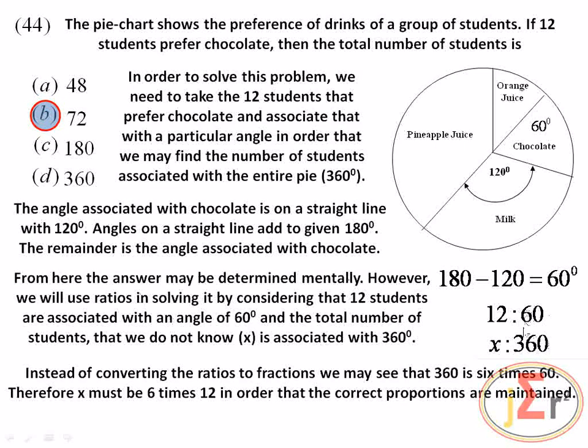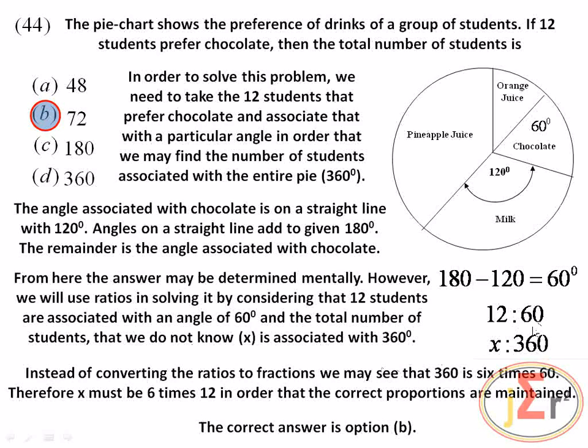Instead of converting the ratios to fractions, we may see that 360 degrees is 6 times 60. Just take a look at this. 60, 360. This one is 6 times this. So this must be 6 times this. Therefore, x must be 6 times 12 in order that the correct proportions are maintained. The correct answer is option B.